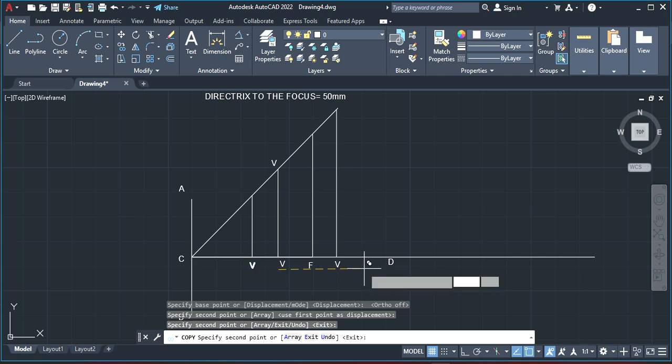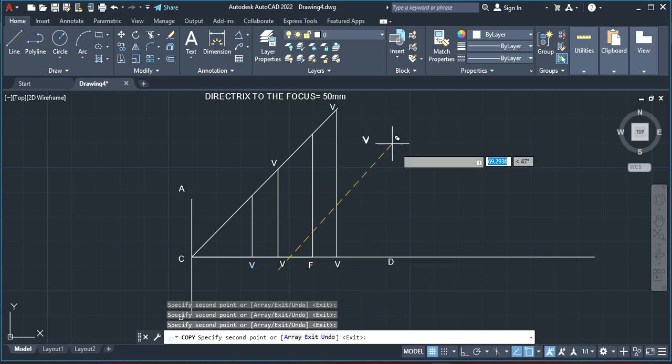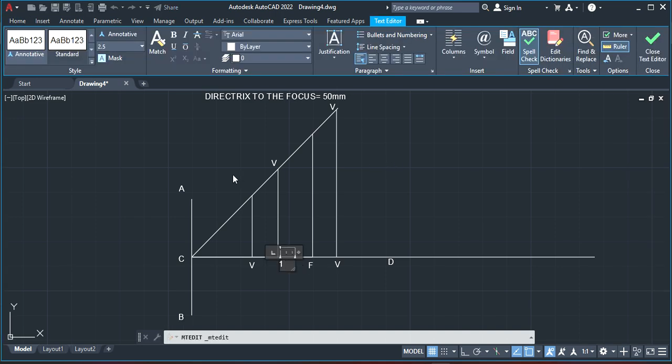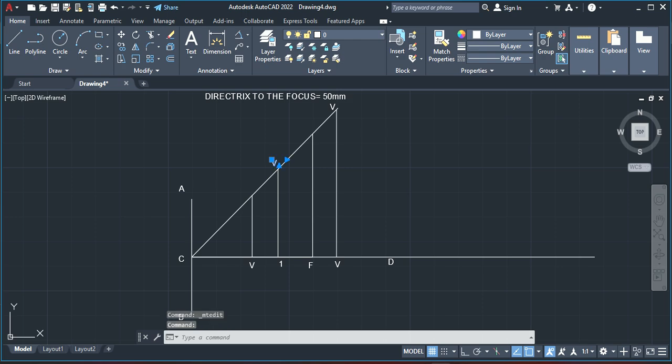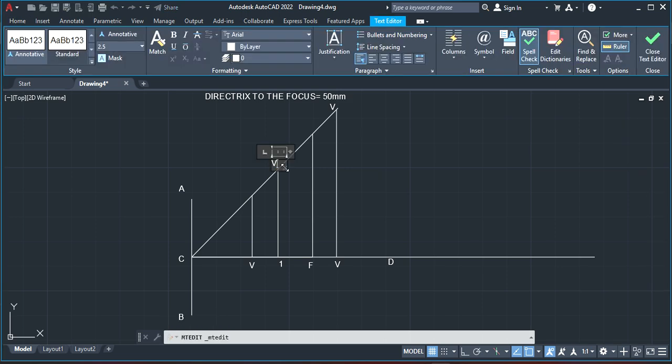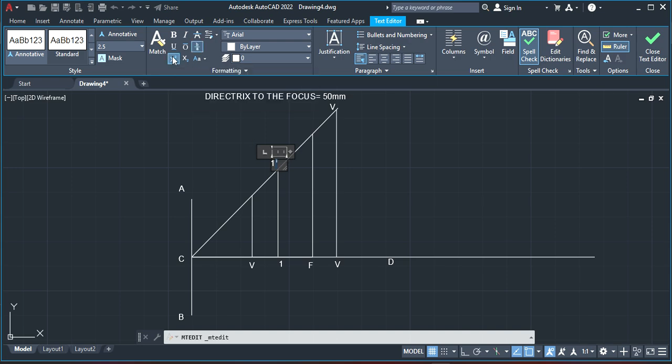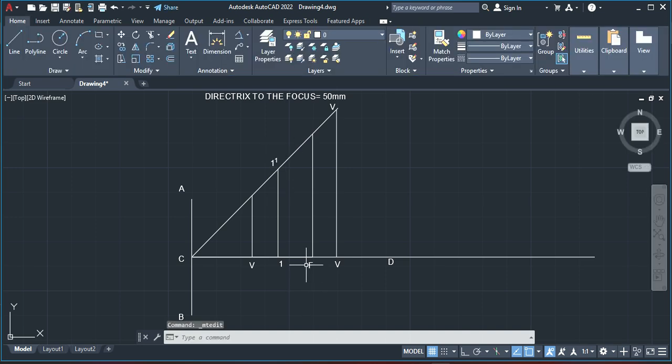Okay, this one will be 2 2 dash. Again 3 3 dash, and so on, it will continue. I will explain only a few steps, a few points. Say this one will be 1, and here this one will be 1 1 dash. Make a selection of this, and you will get this option. Okay, superscript, select this so that you are getting 1 1 dash.